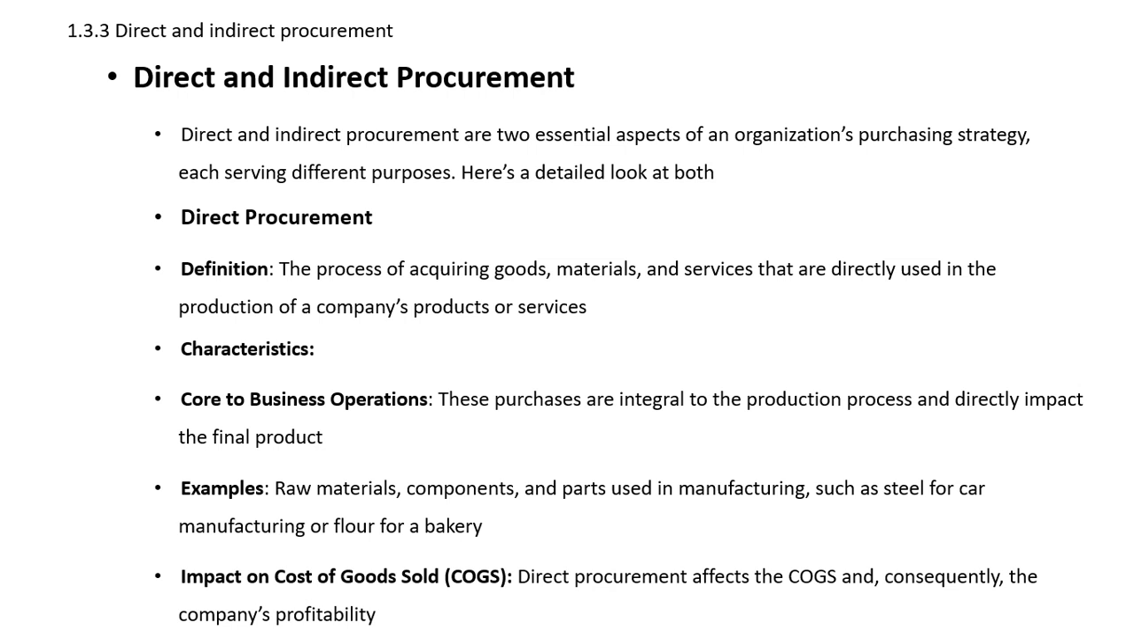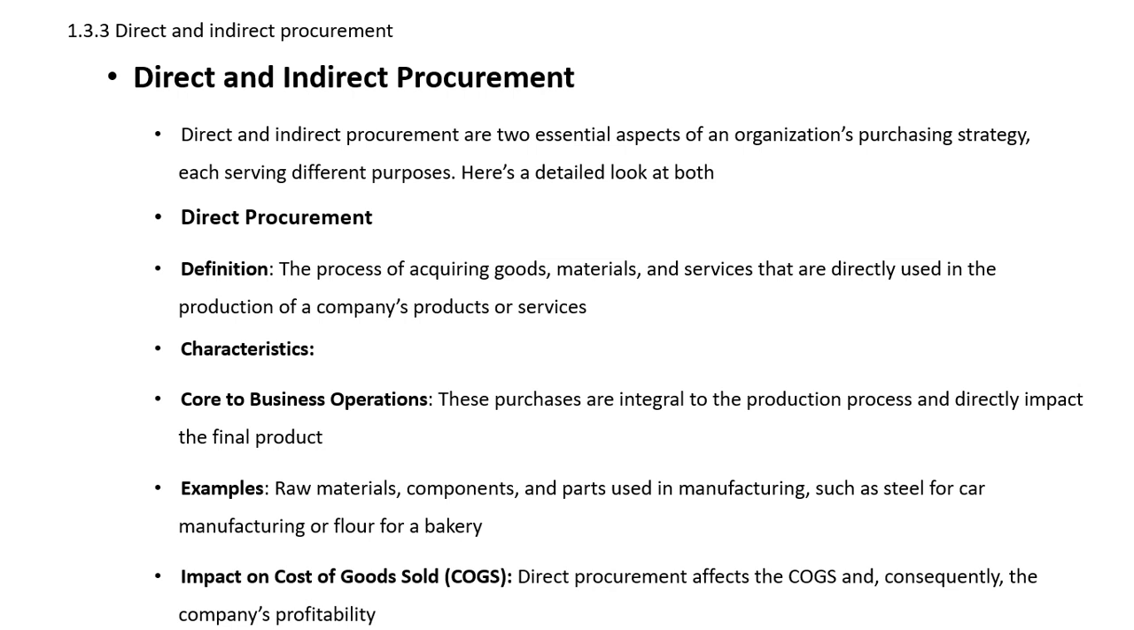Let's move to the third point. 1.3.3. Direct and indirect procurement. Direct and indirect procurement are two essential aspects of an organization's purchasing strategy, each serving different purposes. Here's a detailed look at both.